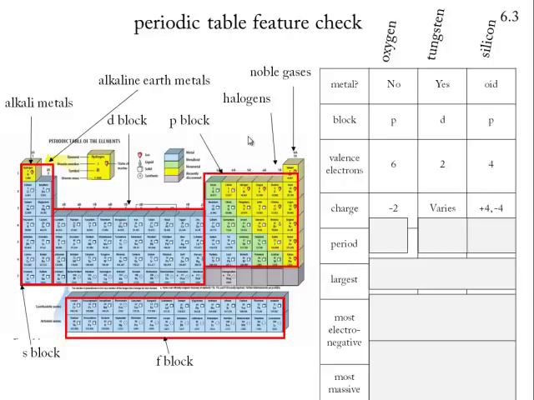Okay. What period is it in? That's the row. And they're just listed right there, so that's an easy one, isn't it? Oxygen, 2. Tungsten, find it. You'll see that it's 6, so it must be in this row here somewhere. And silicon, 3. Which one's the biggest?